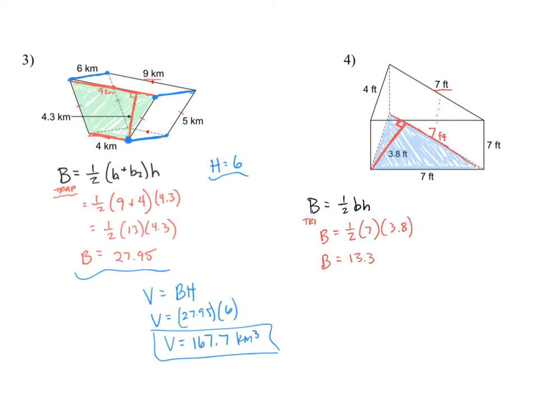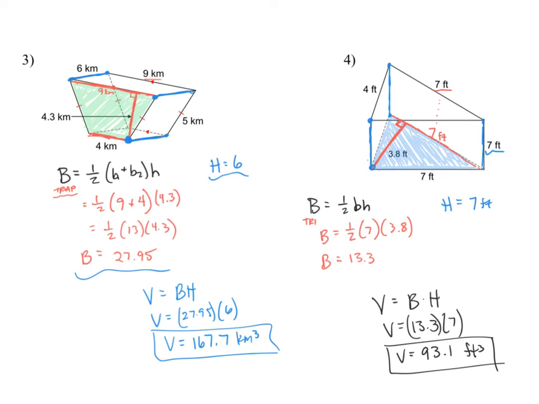Now we said the height connects one base to the other base. One triangle to the other triangle. Well, that would be that distance, that distance, that distance, connecting the 2 triangular bases of that prism. And our big H is 7 feet. So to find our volume, I have everything I need. My big B, my big H, so the volume equals 13.3 times 7. My calculator tells me that that's 93.1 cubic feet.